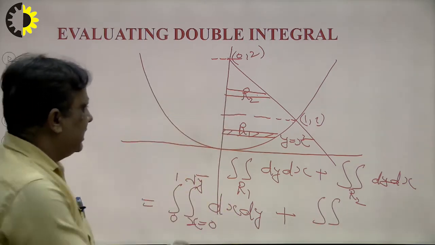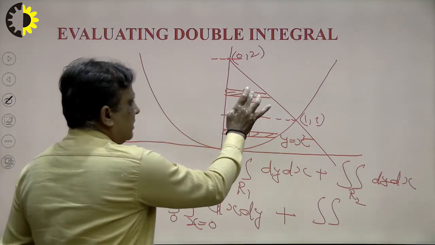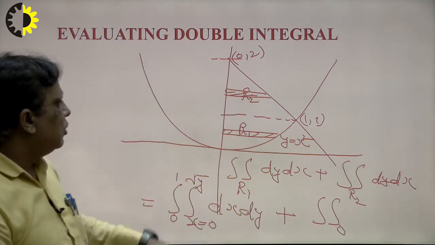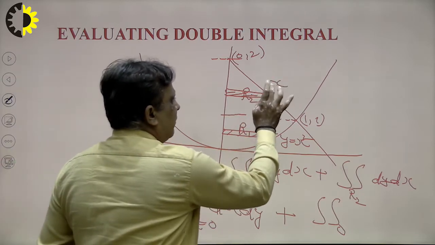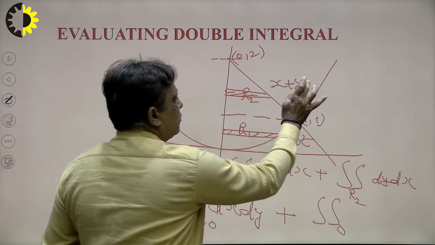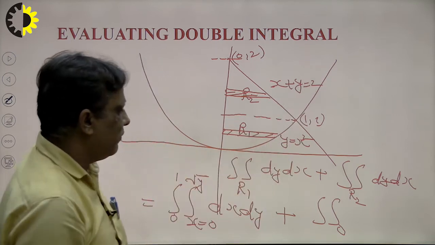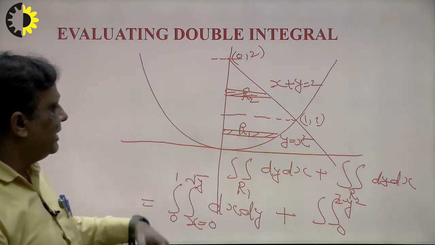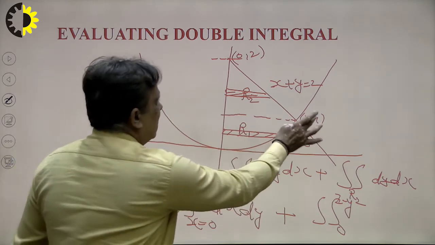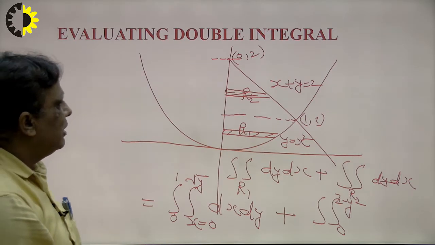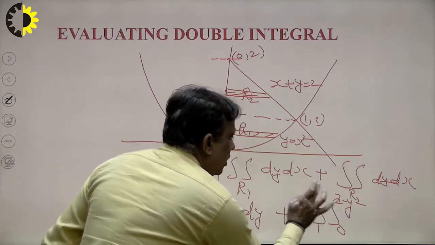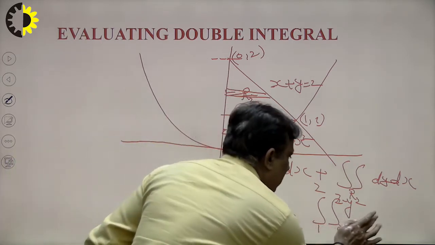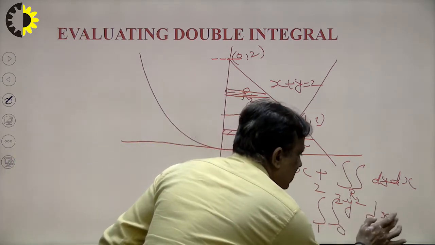In the R2 region, the strip touches this part at the lower side, so the lower limit will be 0. And what will be the upper limit here? The upper limit is calculated with the help of the straight line x plus y equals 2. So the limit of x will be 0 to 2 minus y here, and the limit of y will be 1 to 2. So that is the limit of x and that is the limit of y. In this way we can solve our problem using this type of integration.